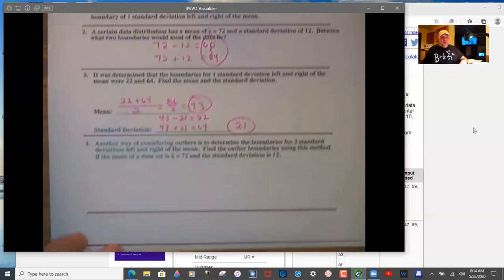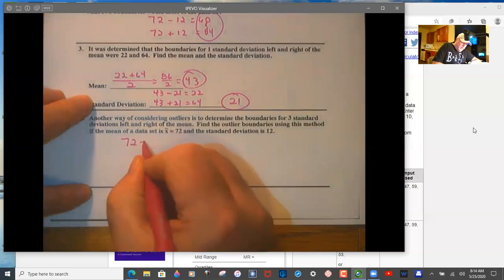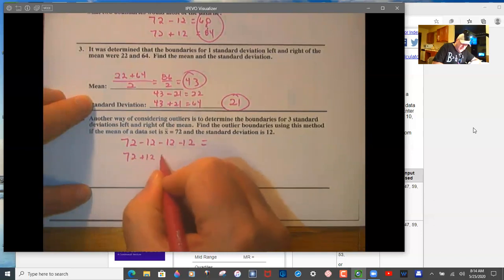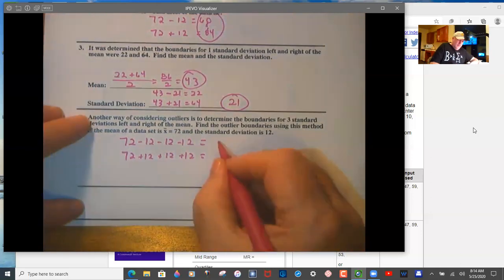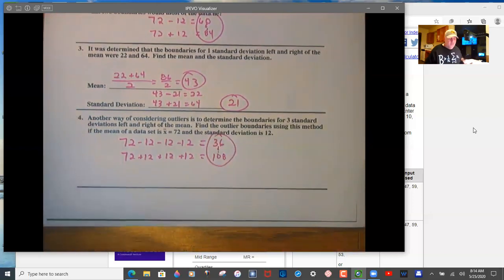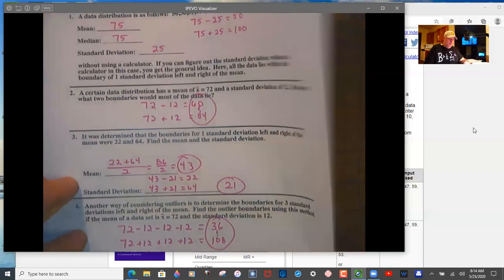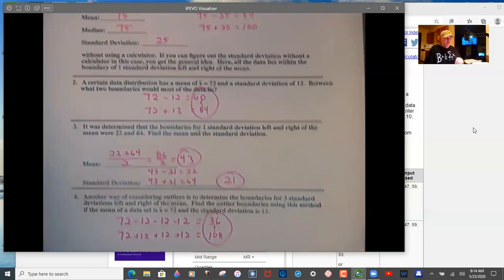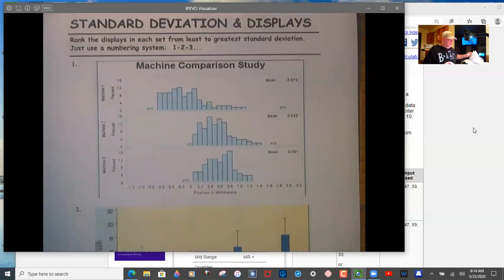That's no big deal. Another way of considering outliers, so I've talked about this. So we need to go 3 times. And it's much easier than having to do the problem that you did earlier. So 36 and 108 would be the boundary values. Less than 36 and more than 108 would be the boundary values for outliers. So I think on your quiz I might have done that. Somewhere I did that.